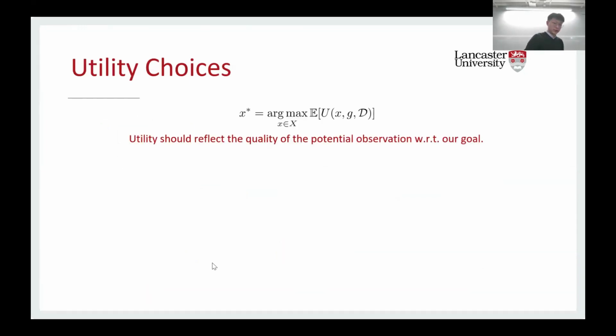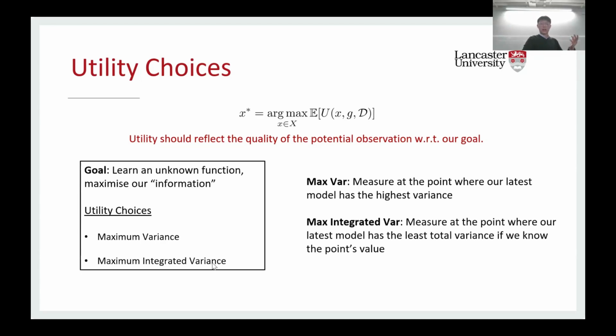So how should we pick this utility? This utility should reflect the quality of the potential observation with respect to our goal. If our goal is to learn this unknown function, maximizing our information for active learning, we can do things like maximum variance. Say we have a GP and different points, and at each point we ask, what's the variance? And we just look at the point that has the largest variance.